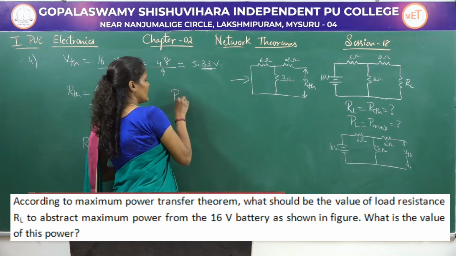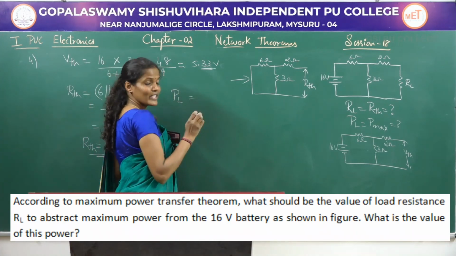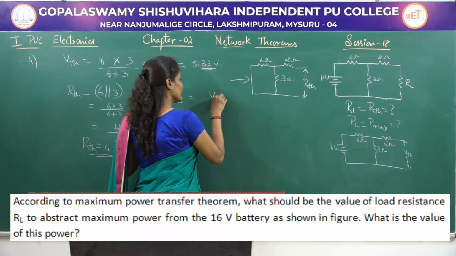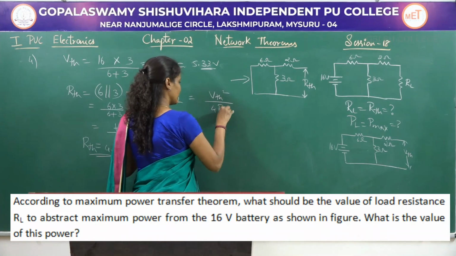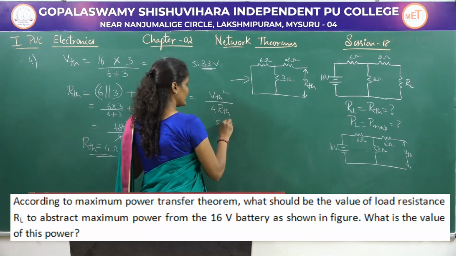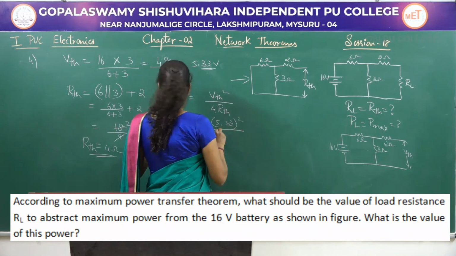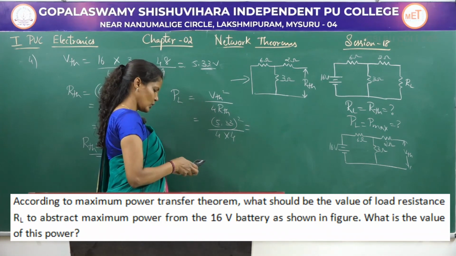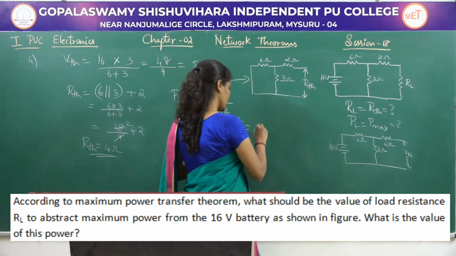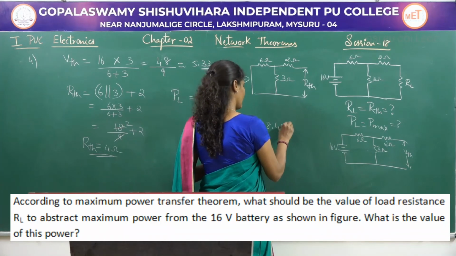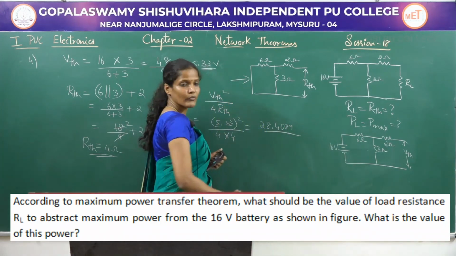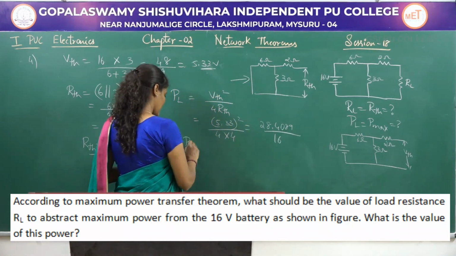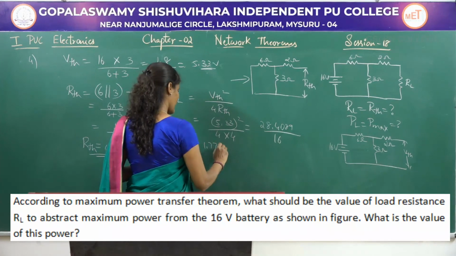Now the load power or the maximum power which is transferred from the source to the load, that is denoted by PL, equals V Thevenin square divided by 4 R Thevenin. So V Thevenin value is 5.33 whole square divided by 4 into R Thevenin value is also 4. So 5.33 square will give me 28.4089 divided by 4 fours is equal to 16. So I will be getting the answer as PL equals 1.77 watts.